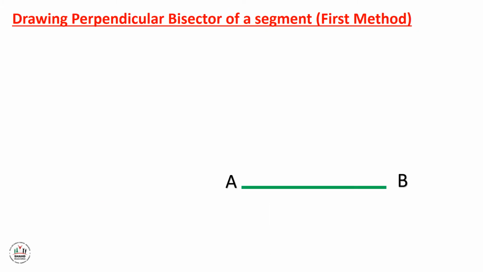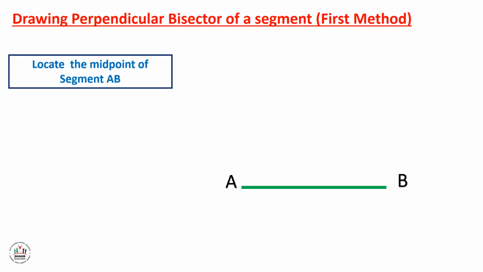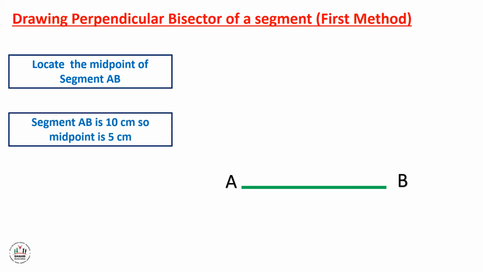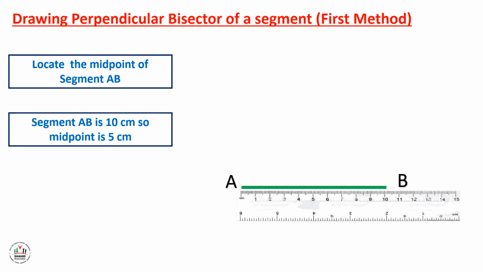Now let's learn how we can draw a perpendicular bisector of a segment by using a ruler and set square, which will be the first method. So first, we need to look at the midpoint of segment AB, and to do that, we need a ruler to measure the length of segment AB. So if the length of segment AB is 10 centimeters, half of the length will be equal to 10 centimeters over 2, because we said half. So we must divide the total length of segment AB by 2. And the midpoint will be 5 centimeters away from point A.